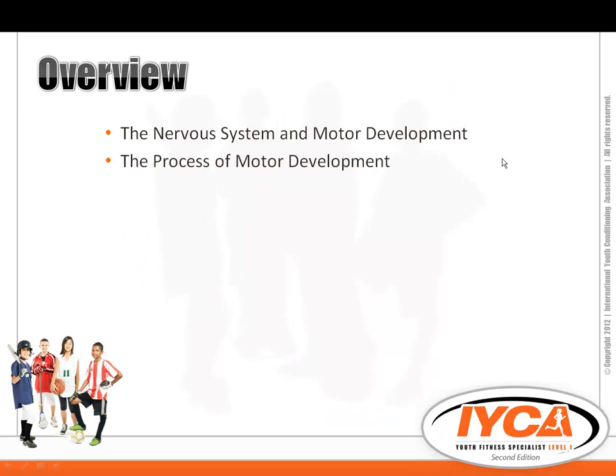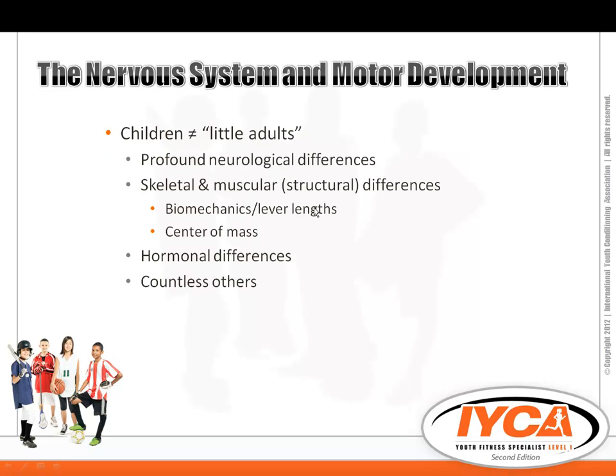So today we're going to look at the nervous system and its impact on motor development, as well as the process of motor development. Now, it's critically important for anyone working with young athletes to understand just how young athletes are different from their adult counterparts. In Lesson 1, we talked about how young athletes should not utilize watered-down adult programming. And this lesson is really going to pinpoint and highlight some of the reasons why this is particularly true.